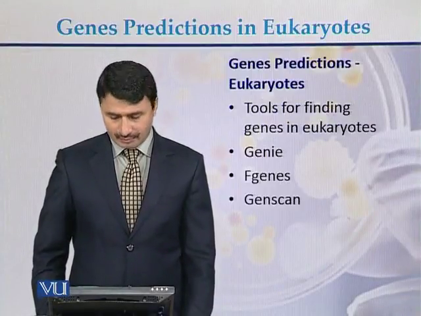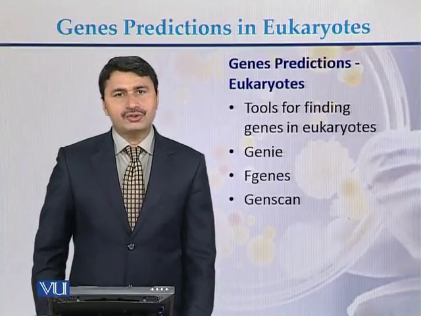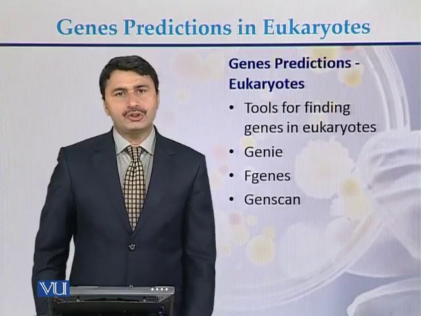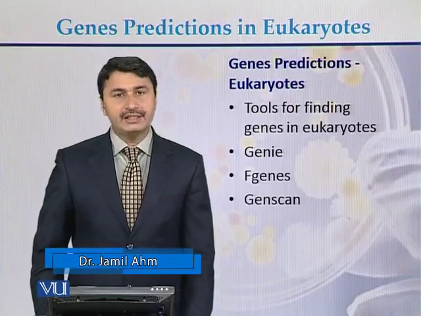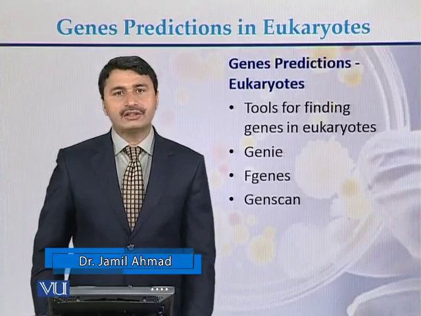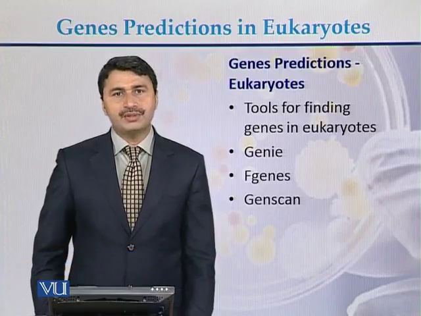Gene predictions in eukaryotes. There are different tools which are used for gene prediction in eukaryotes. The most common tools are Genie, Fgenes, and Genscan. So these are the three most important tools which are used for gene predictions in eukaryotes.